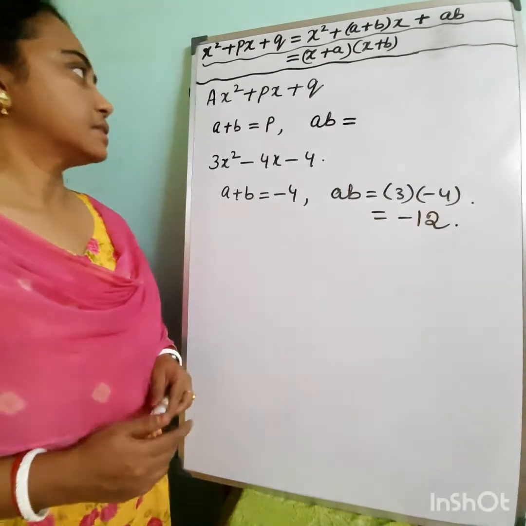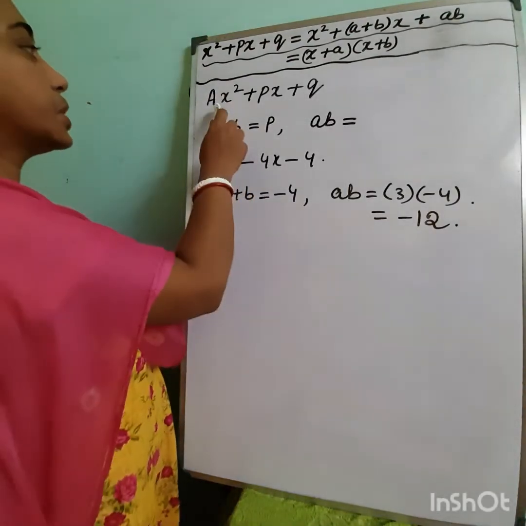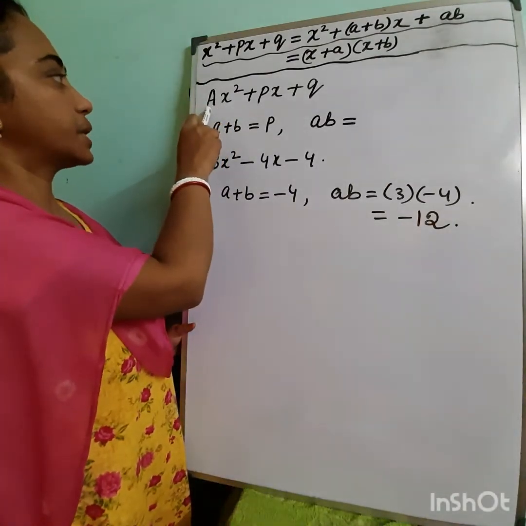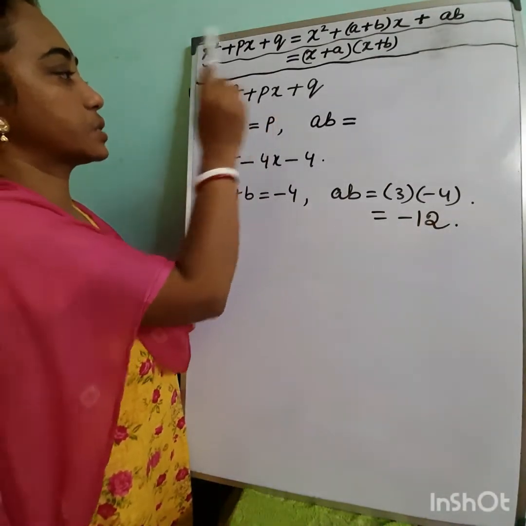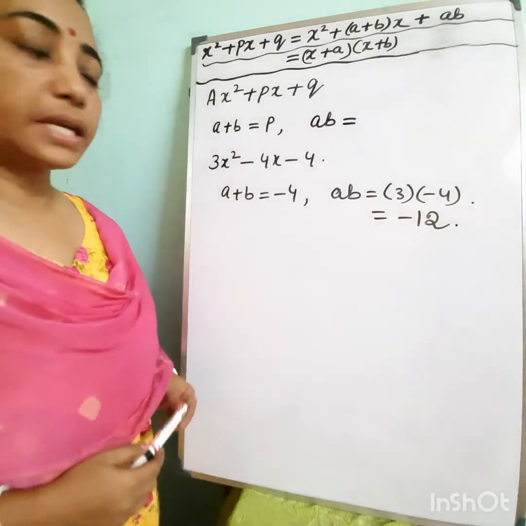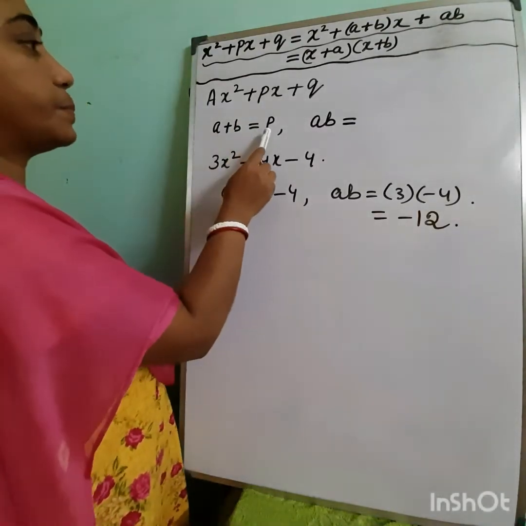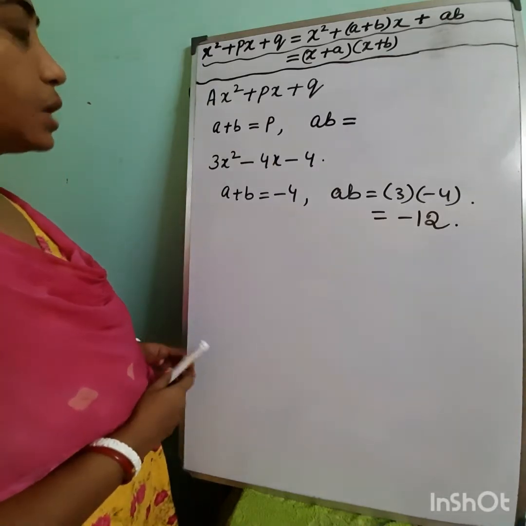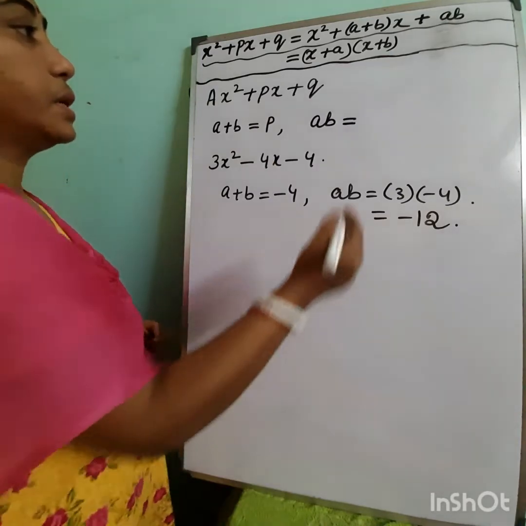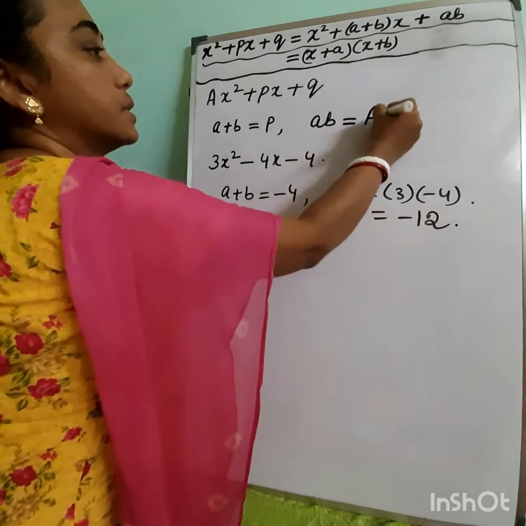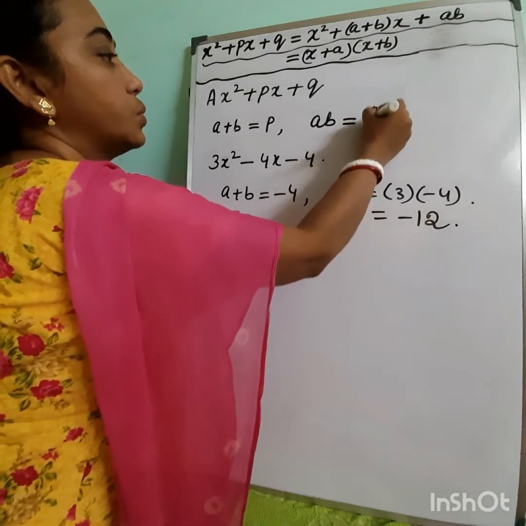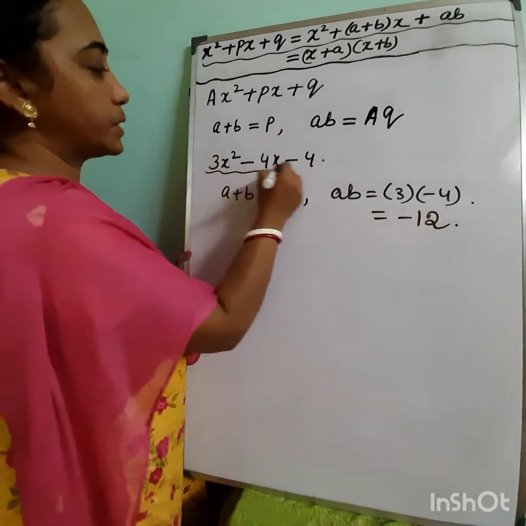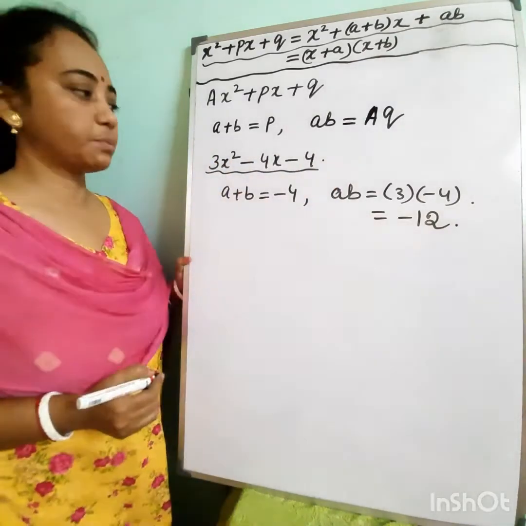Now let us consider another case, when the coefficient of x square, in place of 1, is some other constant. For example, capital A x square plus px plus q. So we choose two numbers a and b such that their sum will be p, that is the coefficient of x, and the product of the two numbers will be A into q. A is the coefficient of x square and q is the constant term. For example, let us consider 3x square minus 4x minus 4.